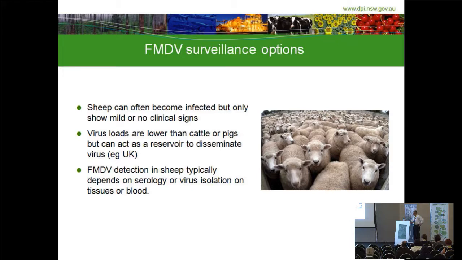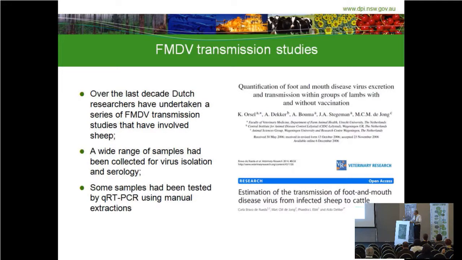And so we're often relying on other laboratory-based methods to be able to undertake detection of FMD, whether it be serology or virus isolation on blood samples, or now real-time PCR and so on. And so over the last decade, many of you who followed the literature would have seen that our colleagues in the Netherlands have undertaken quite a large number of studies with vaccinated sheep and cattle, or combinations of cattle and sheep together, looking at transmission. And over this time they've collected a large number of samples, and some of them had been tested by real-time PCR, but not all of the panel.